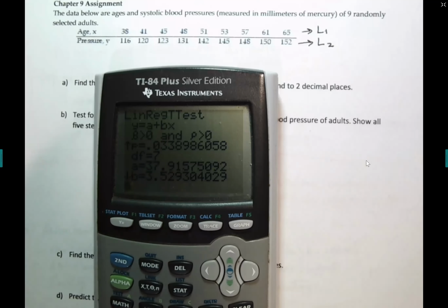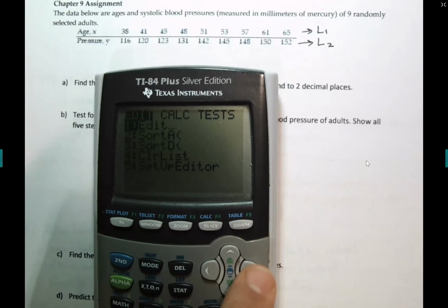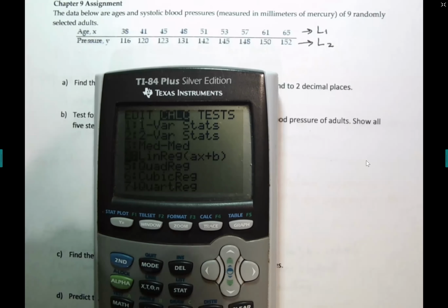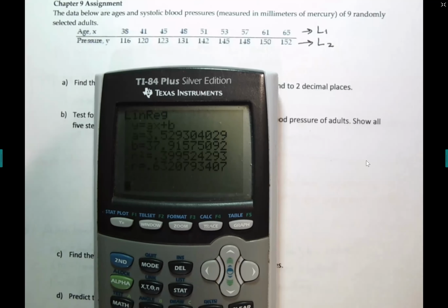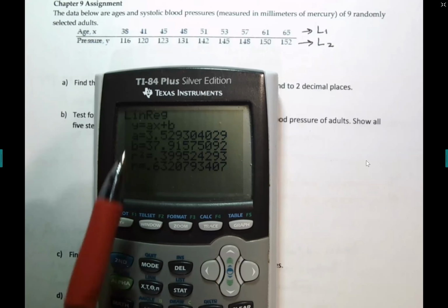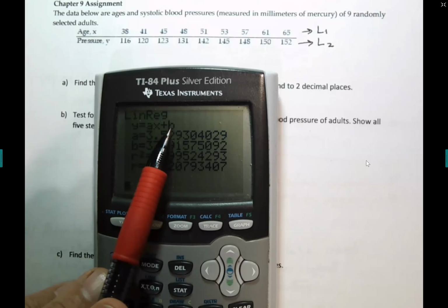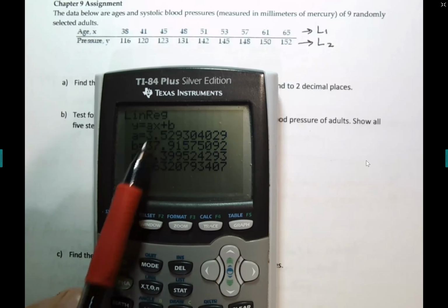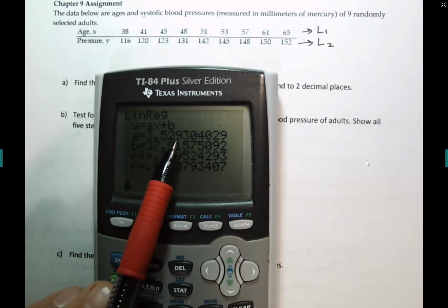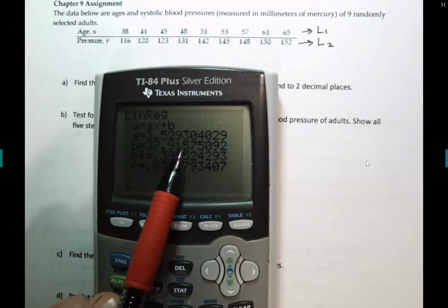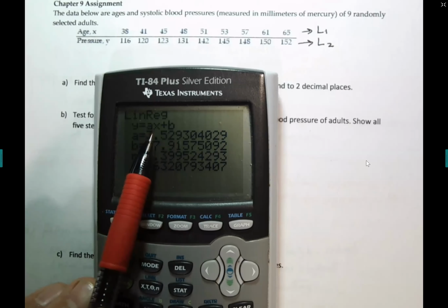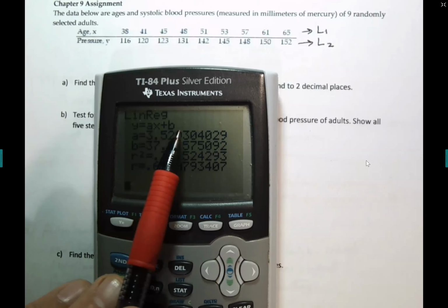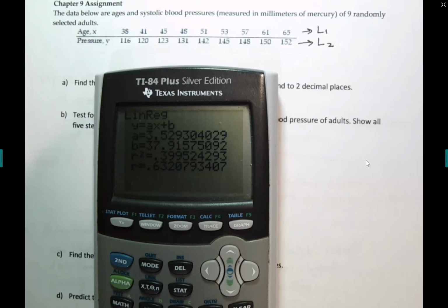Or look what you can do if you don't want to run the test. Clear, you can go to stat, calc, number 4, linear regression, ax plus b. It's different. It's ax plus b, but it swapped the a and b. Put the a by its value, which is 3.5329, and b 37.916. Plug them in here, a is 3.529, x plus b, and then you should get the equation. Okay, thank you very much. No problem.